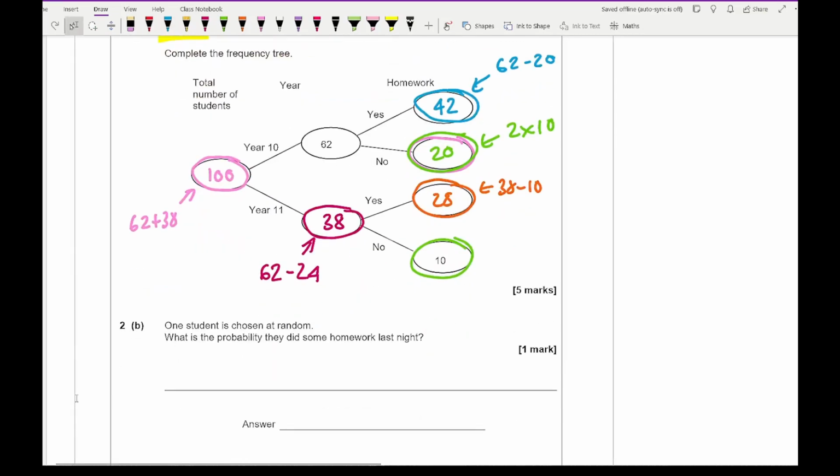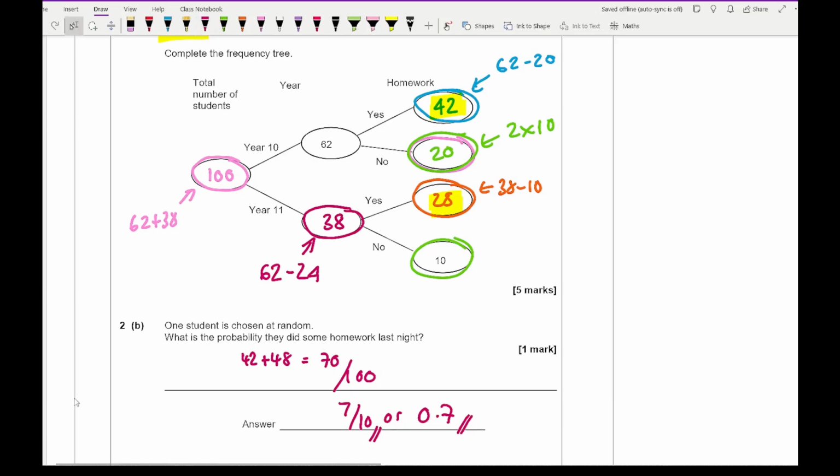Then for 2b, it says one student is chosen at random. What is the probability that they did some homework last night? Well, the probability that they did homework last night is 42 and 28. So it's 42 plus 28, which gives me 70. And it's 70 over 100, which is 7 over 10 or 0.7, depending on whether you want to work with fractions or decimals.